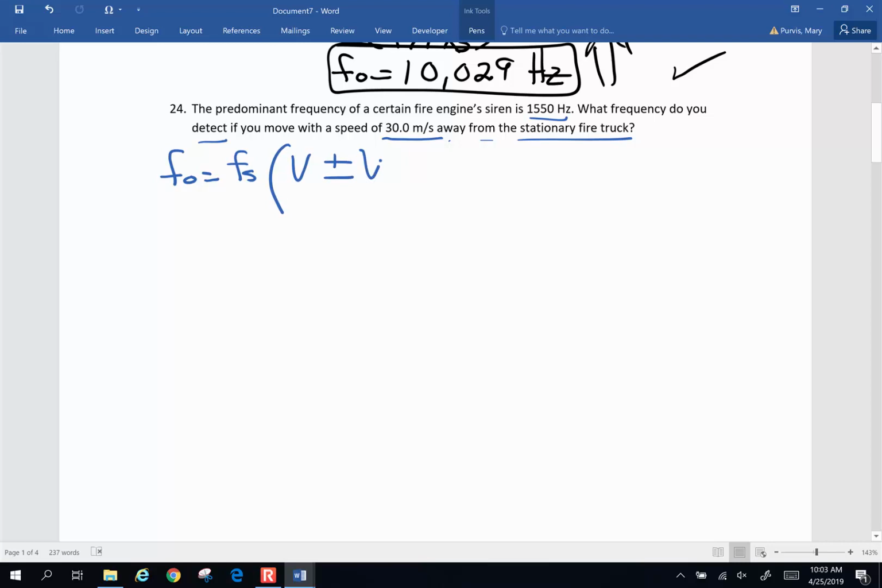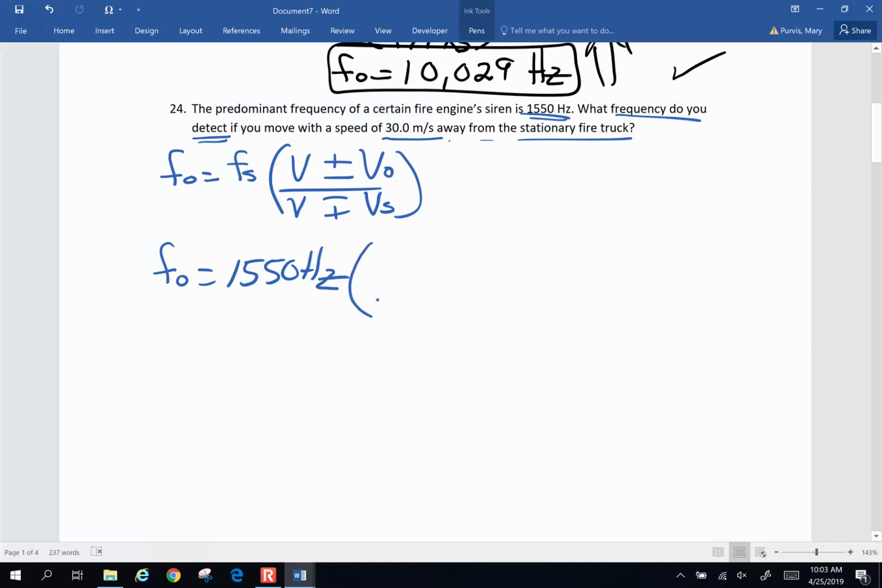So frequency observed is frequency of the source, times velocity of the wave plus or minus velocity of the observer, over velocity of the wave minus or plus velocity of the source. So what frequency do you detect? Frequency observed is what I want to know. Frequency of the source, the fire engine is producing 1550 hertz. And for the velocity of sound in air, we're not told anything about temperature or any weird situations, so we're going to use our 343 as our standard value for 20 degrees Celsius.